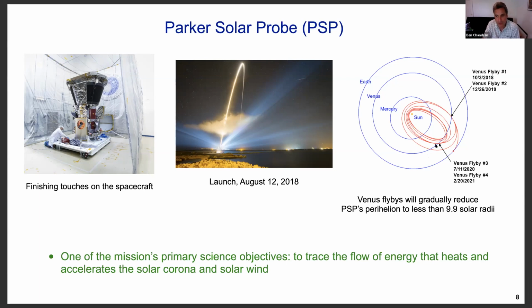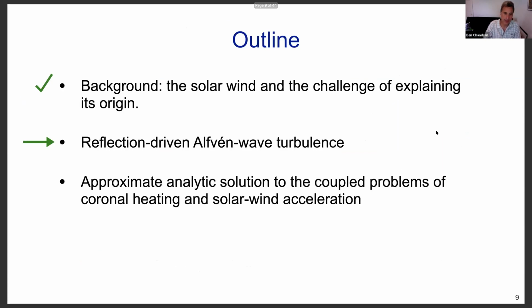The Parker Solar Probe, through a series of Venus flybys, is gradually adjusting its perihelion, distance of closest approach to the sun, which is eventually going to reach distances less than 10 solar radii from the sun's center. It's already gotten to within 16 or so solar radii of the sun's center. And so this mission is going to provide us with direct in situ measurements of the solar wind acceleration region and really help move forward this long, decades-old problem of trying to trace the flow of energy that heats and accelerates the corona and solar wind. All right, that's all I want to say by way of introduction. Let me now move on to the second part of the talk.